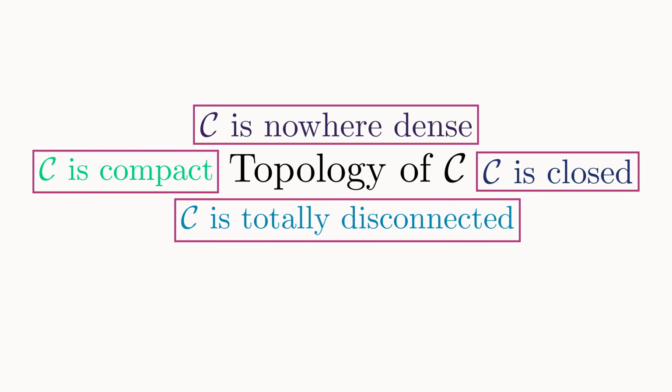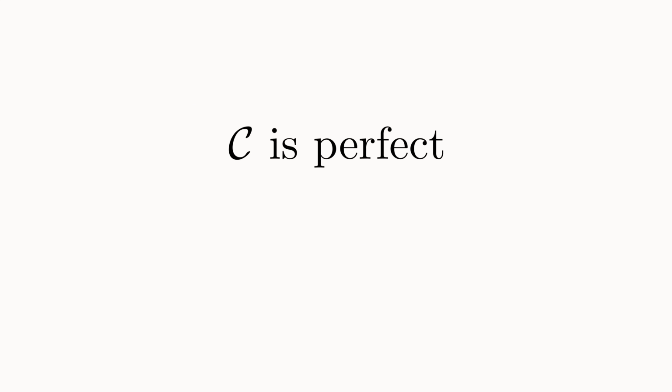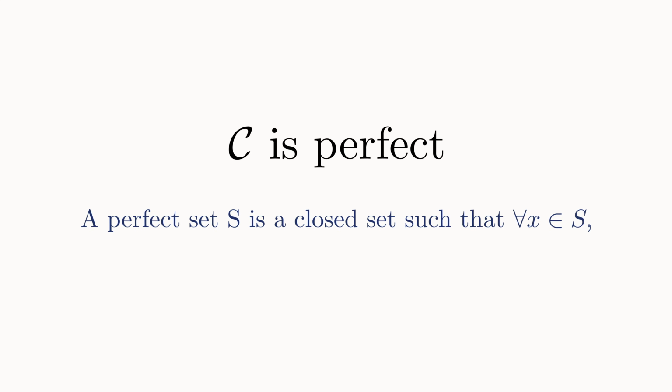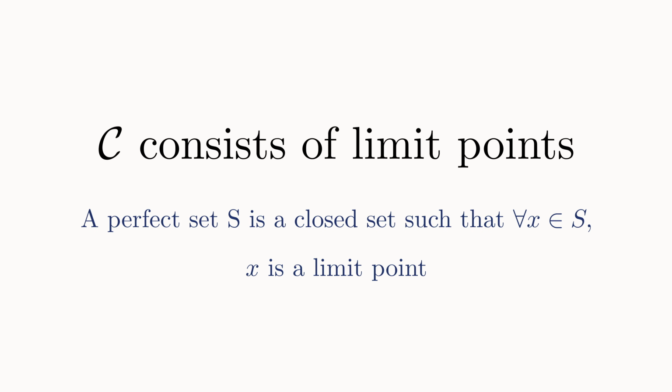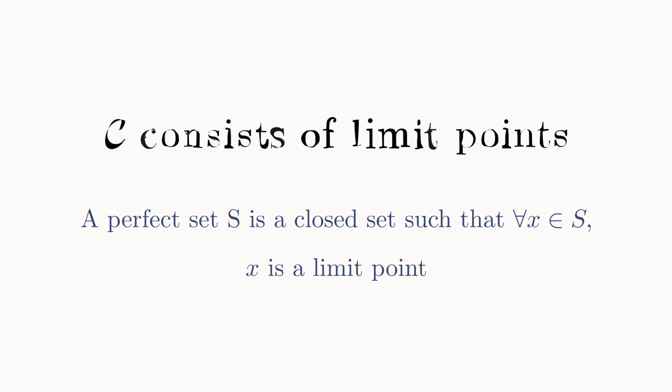Now, I mentioned at the beginning of the video that the Cantor set was a perfect set. What could this mean? In the subject of topology, a perfect set is a set which is closed with the added criteria that every single point in it is a limit point of the set. So the Cantor set being perfect means that it consists only of limit points. And there's a very nice short way to prove this.